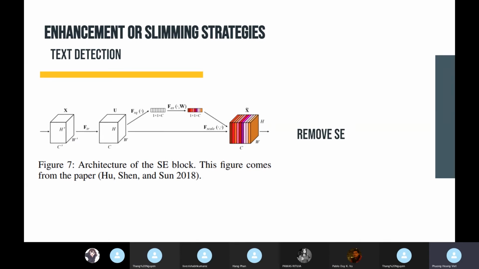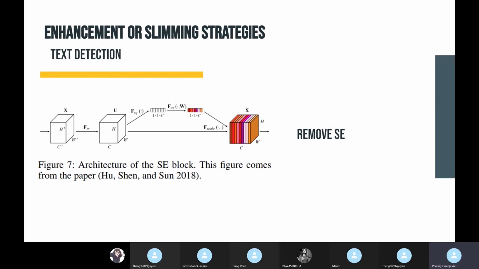Well, the next part is remove SE. As you can see here is the architecture of the SE block, and the SE block is often used in MobileNetV3 because it contains a number of SE blocks. But according to our research, this SE is not really important. If the input resolution is large, such as 640 by 640, it's hard to estimate the channel-wise vector response of the SE block. The accuracy improvement is limited, but the time cost is high.